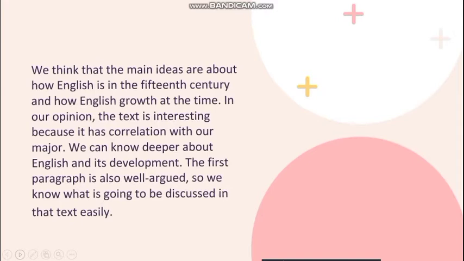And the next is we think that the main ideas are about how English was in the 15th century and how English grew at the time. In our opinion, the text is interesting because it has a correlation with our major. We can know deeper about English and its development. The first paragraph is also well argued, so we know easily what is going to be discussed in the text.